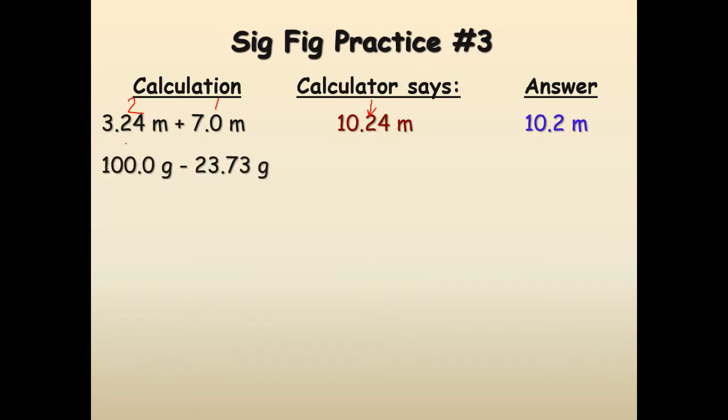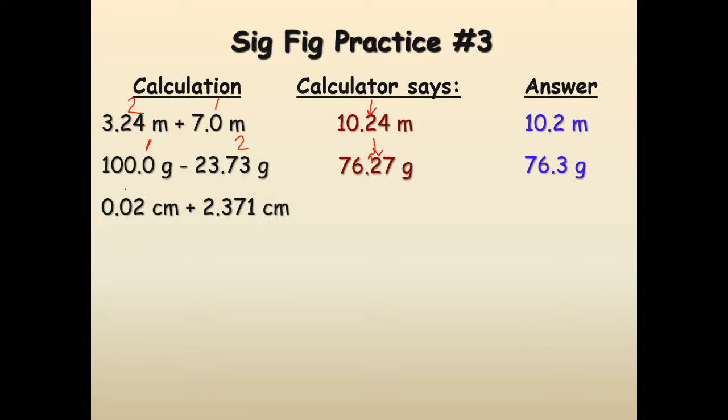Okay. 100.0 minus 23.73. This has 1 decimal place. This has 2 decimal places. So do the math. Based on the rule for adding and subtracting, our final answer can only have the fewest number of decimal places. The fewest number is 1, so it can only have 1 decimal. So here's my 1 decimal. The number after that is 7, so that makes the 2 round up to a 3. So 76.3.